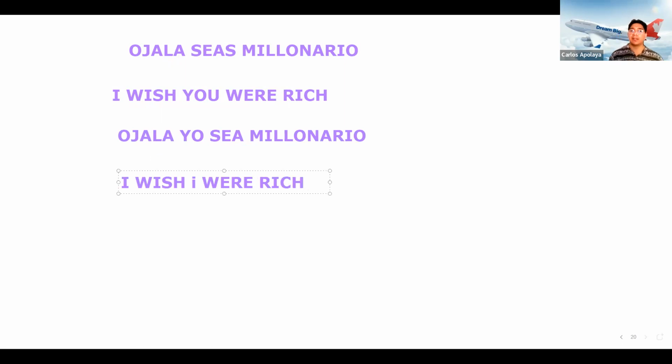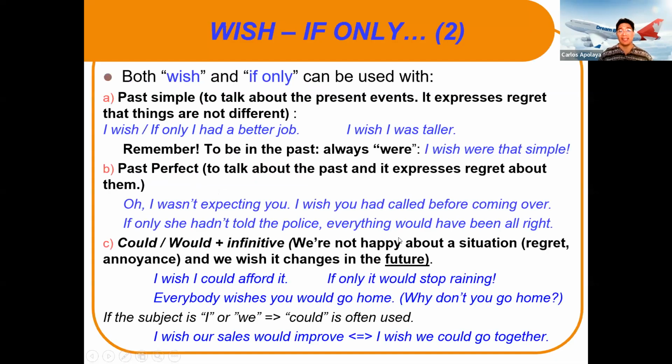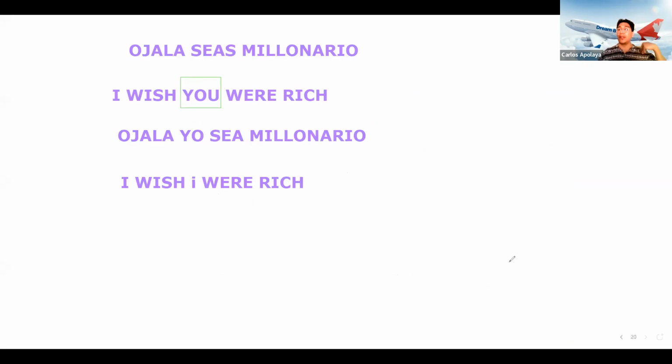Perfecto. Dos consultas. Question number one. The first one is for me or for another person? For another person. And the second one is for? Me. For me. Now focus on this part. We're not happy about a situation, okay? It could be for me or for another person, but especially for me, okay? Focus on this. So instead of saying, I wish you were rich, I wish I were rich, you can say, I wish I could be rich.